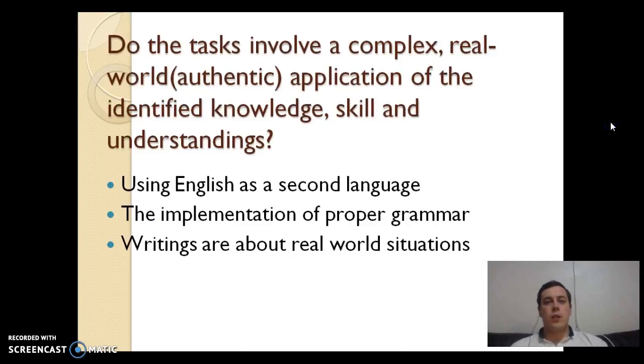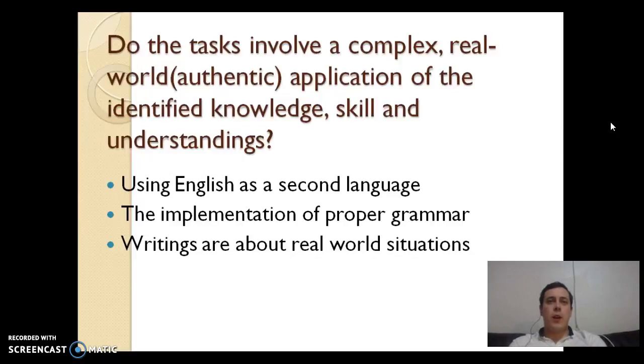Second one, do the tasks involve a complex real-world application of the identified knowledge, skill, and understanding? Well, the first point is that these students are all using English as a second language, so just using English in the classroom is an actual real-world application of the skill, because they will use it pretty much every day, or at least sometimes, especially in our classes. They will have classes maybe 4 to 5 times a week, so they will use it almost every day.